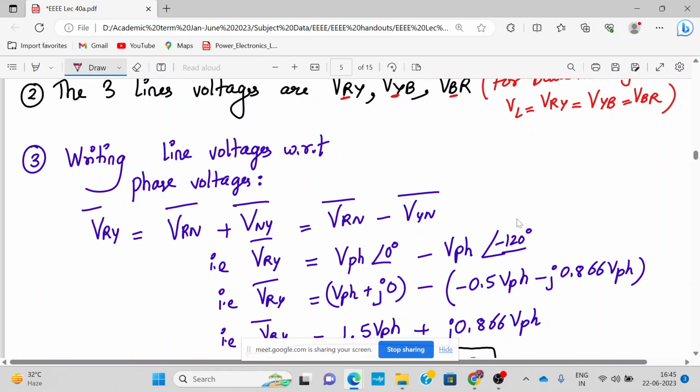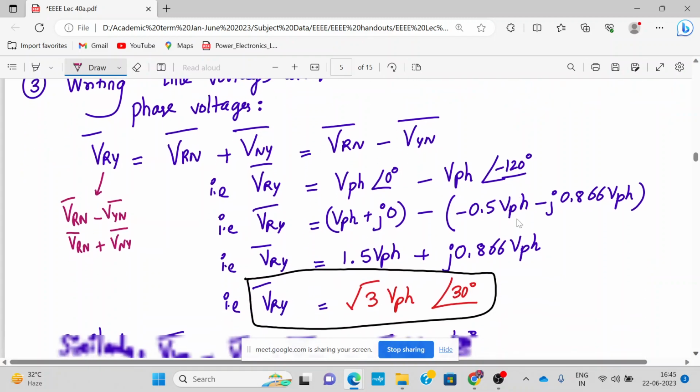Now you have understood how this has come. I'll help you out. This is nothing but VRN with respect to neutral minus VYN. N is the neutral, common, so ultimately it will be VRY. Is this understood? Yes, sir. So we can write it as VRN, and if you want to write it as VNY, it will be plus VNY. Then you do some polar to rectangular, rectangular to polar conversion, and finally you get this.